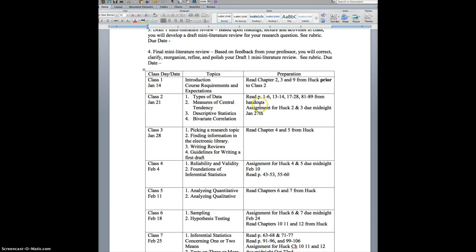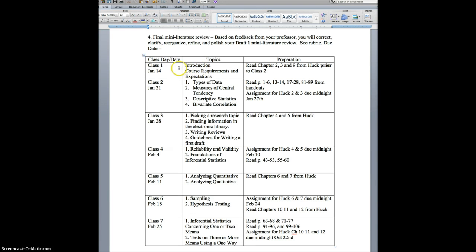As far as what is required on a weekly basis, right now, for this week, we're doing introduction and course requirements and expectations. So the syllabus is set up to where you can see what you're doing this week and what you need to do to get ready for the next week. So, for example, January 21st, we'll be covering types of data, measures of central tendency, descriptive statistics, bivariate correlations. To get ready for this, you need to read chapters 9, 2, and 3. Read chapter 9 first, prior to getting ready for this. And then you will stair-step your way down through the course like that.